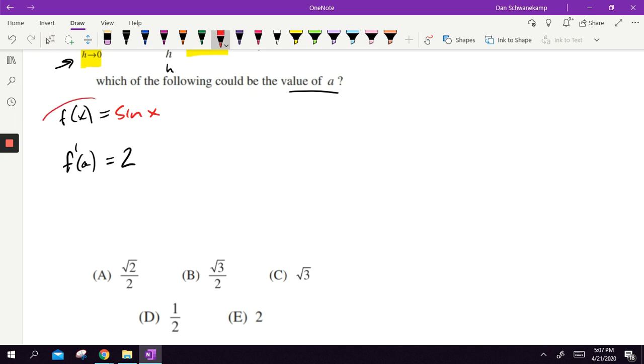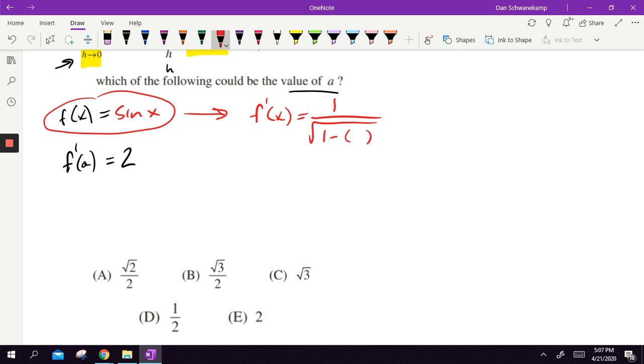Well, let's find out what f prime of x is. I want to know the derivative of arc sine. The derivative of arc sine is 1 over the square root of 1 minus the baby squared, times the derivative of the baby. Well, it's just this. And I know that this derivative, when I plug in a, is going to be equal to 2. And so my job here is to solve for a.